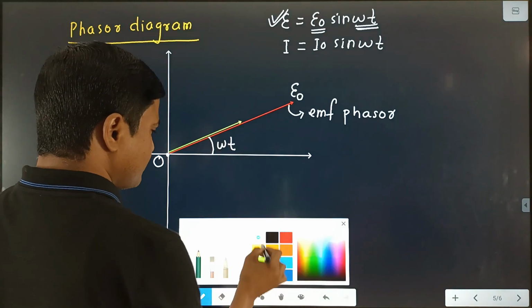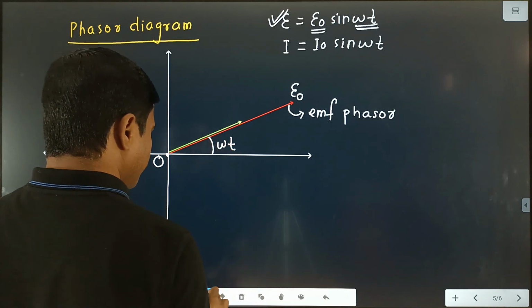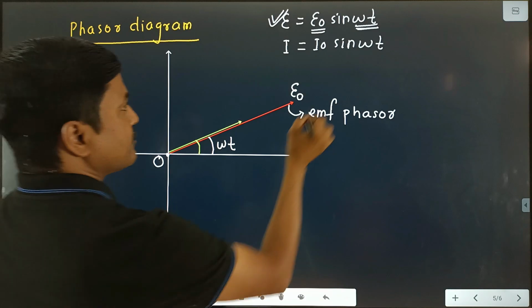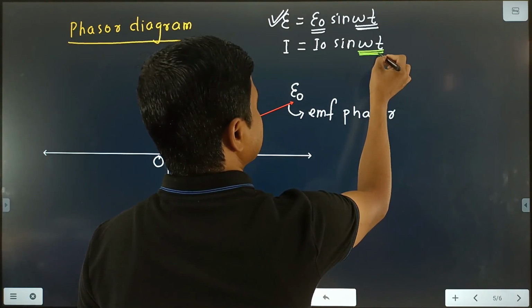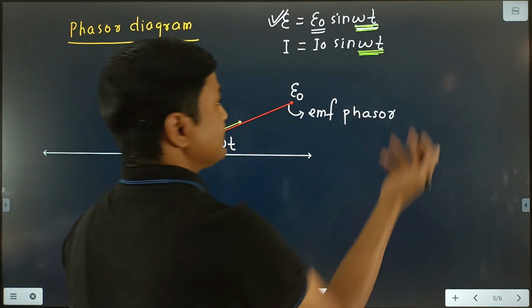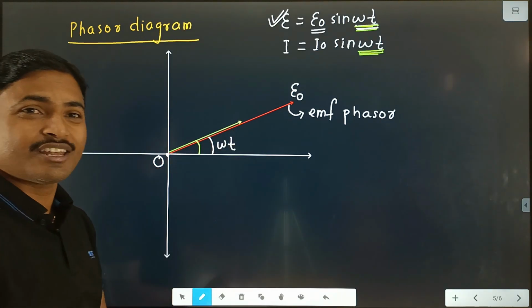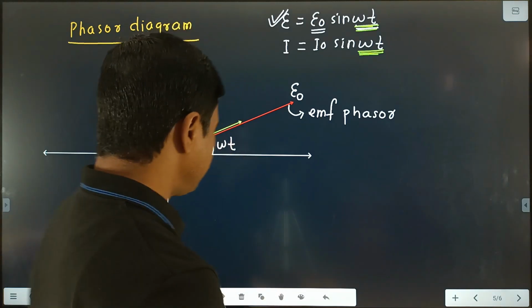For the current phasor, here also the phase is the same thing, that is omega t. For the EMF phasor, the phase is also omega t. That means both the current phasor and the voltage or EMF phasor are in the same phase.